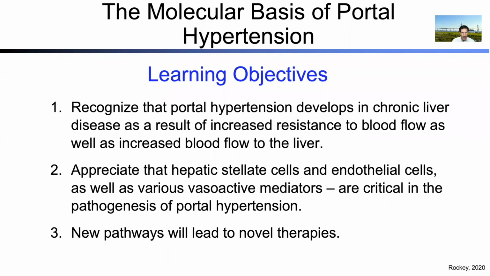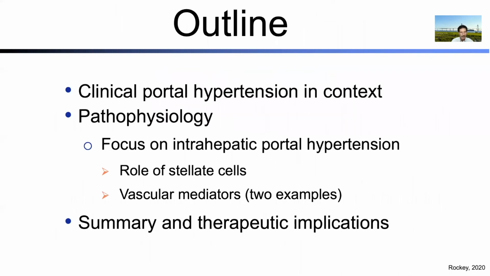So our learning objectives today will be to recognize that portal hypertension develops in chronic liver disease as a result of increased resistance to blood flow, as well as increased blood flow to the liver. Appreciate that hepatic stellate cells and endothelial cells, as well as various vasoactive mediators, are critical in the pathogenesis of portal hypertension. And I think that the basic biology here will have implications for novel therapies.